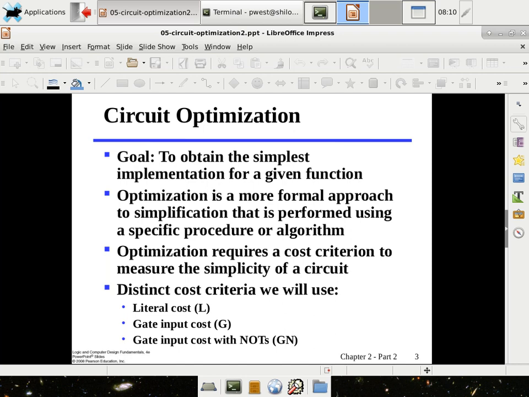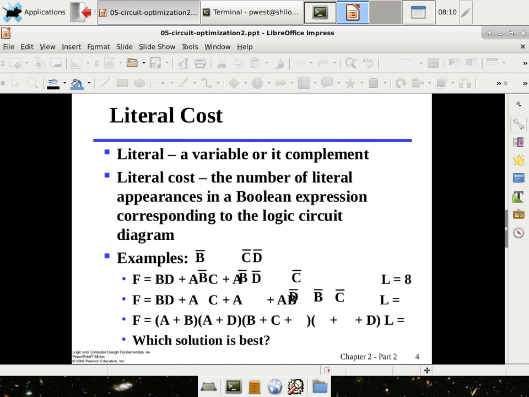There's the literal cost, which is how many literals are being used, gate input cost, how many gate inputs must go in, and then basically gate input cost with nots. So let me first show exactly what that is, and then we'll go into it.